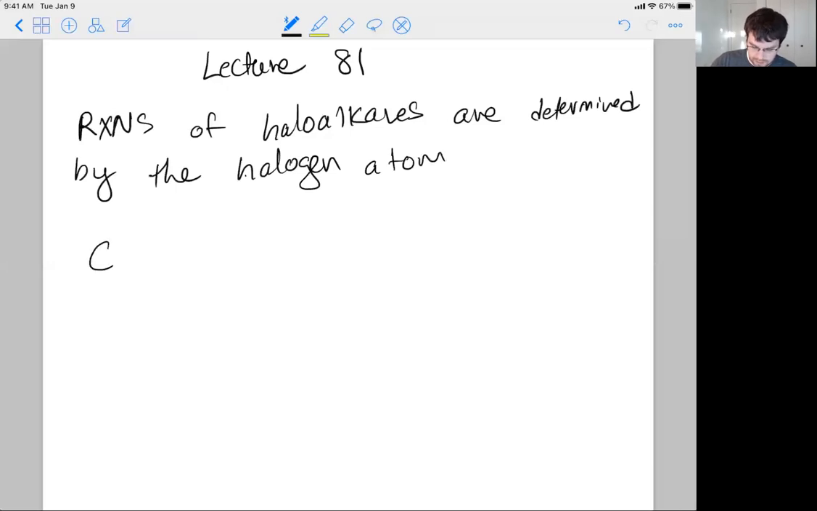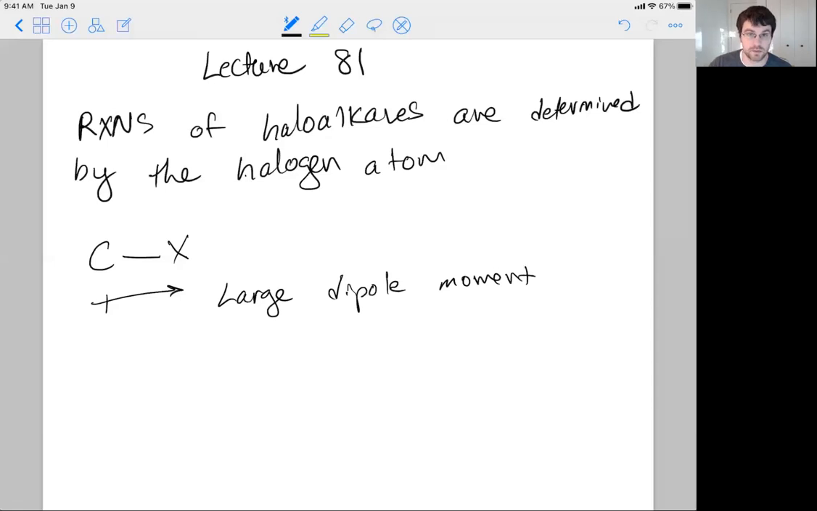That is to say, if we bond carbon to some halogen, which I'll abbreviate as X, what we have to recognize is there is a large dipole moment in this molecule. Now, I know that in general, electronegativity increases as you move up and to the right in the periodic table, but the halogen atoms are the most electronegative elements in the entire periodic table. So, very electronegative.